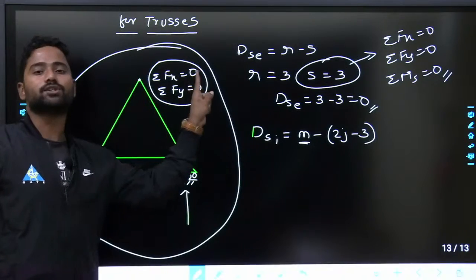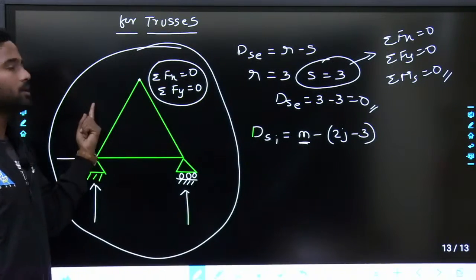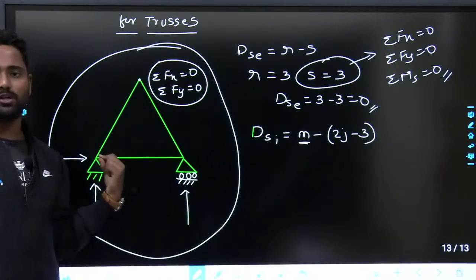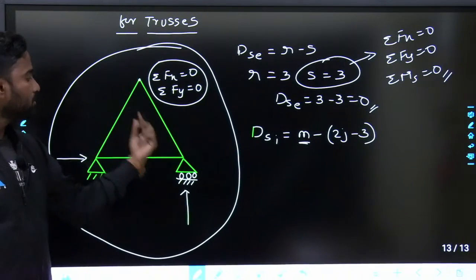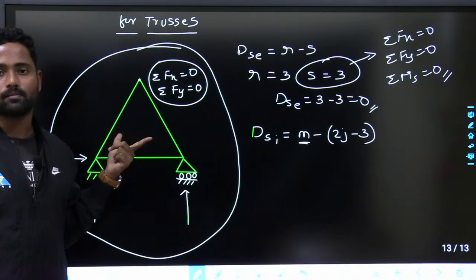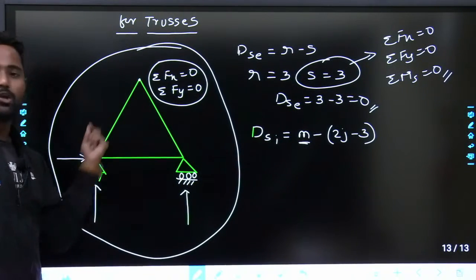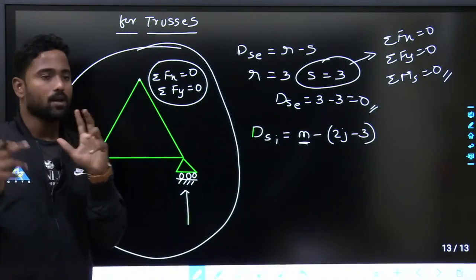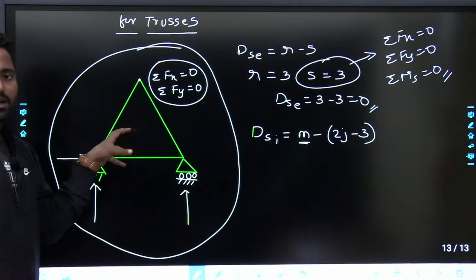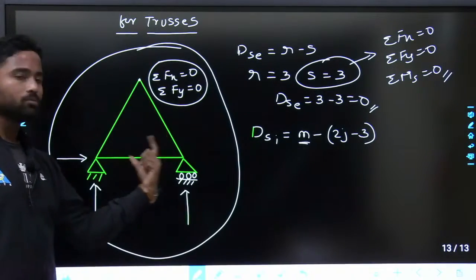If there is an extra member, then you can't find force in that member. If there is an extra member, then you can't find force in other joints. Fine. So at this joint there are two members, at this joint there are two members, at this joint there are two members. Fine. But generally, if there are three joints, you expect six members. At this joint, two members, two members, two members.